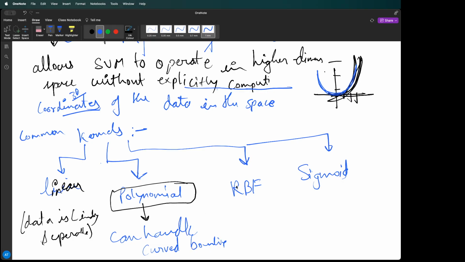RBF is nothing but radial basis function. Yes, radial basis function.